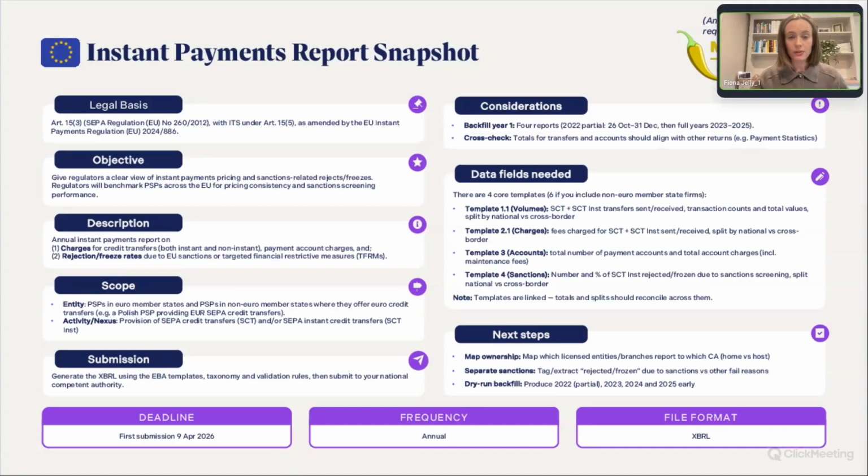So if you have a couple of licensed entities or even branches, you'll need to ensure that your licensed entities know that they have to report to their home regulator and your branches report to their host regulator. Make sure, obviously, that you can extract the required rejected or frozen sanction statuses for other fail reasons. And remember, you have a couple of years of data to get ready, so start early.